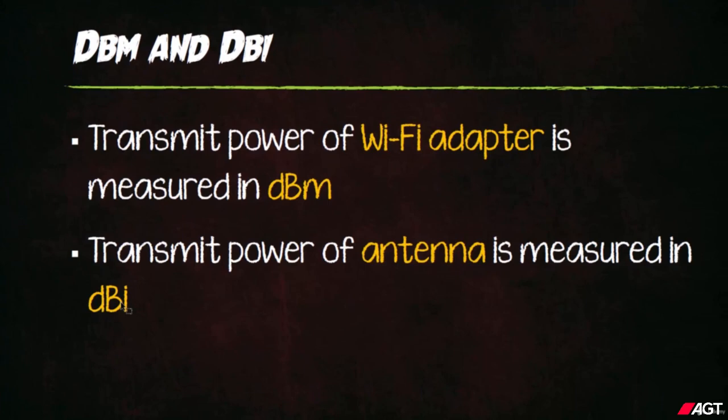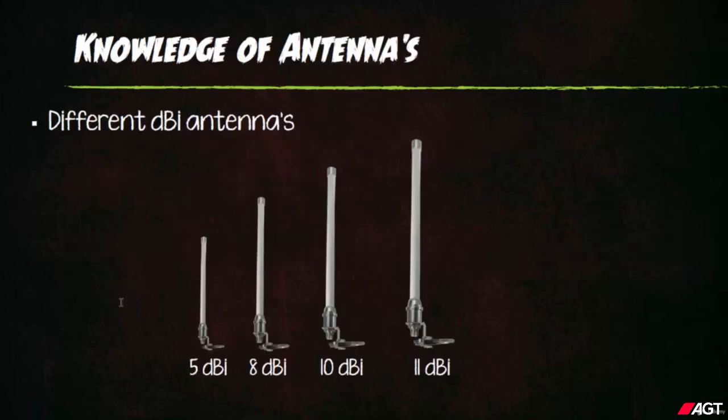So dBm and dBi. What is the difference between dBm and dBi? The transmit power of a Wi-Fi adapter is measured in dBm. Similarly, the gain of an antenna is measured in dBi. So different dBi antennas also matter for transmitting power. If you have a long antenna like an 8 dBi, 10 dBi or 11 dBi antenna, you will get better signals. It is the combination of transmitting power and the antenna's dBi, so a long range antenna will help you get good signals.